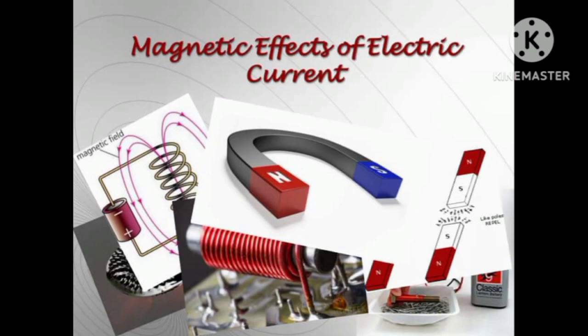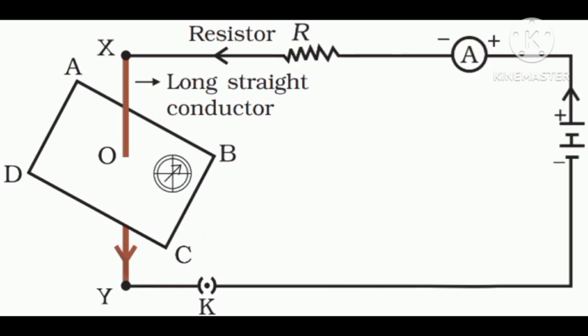So here I introduce you to magnetic effects of electric current, class 10 science. Before we proceed to this lesson, let's perform a small experiment. Just take a magnetic compass and place it over a current carrying wire. What do we observe? We see a deflection in the magnetic compass.